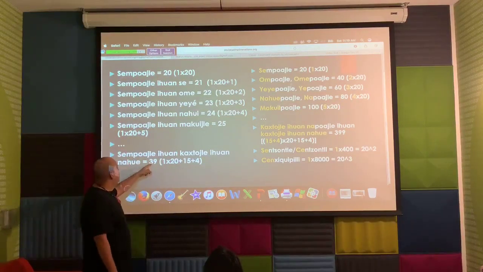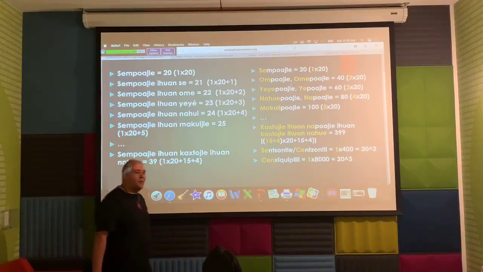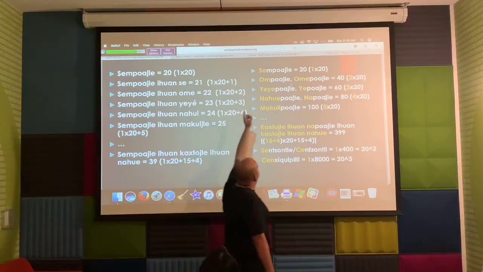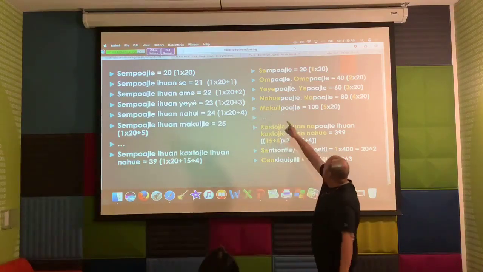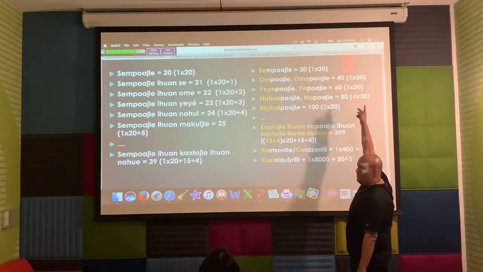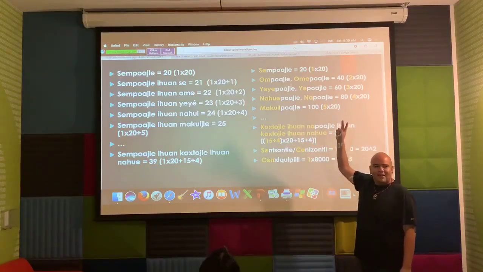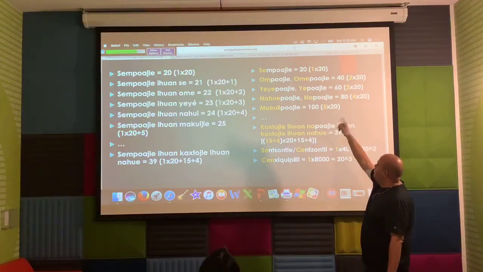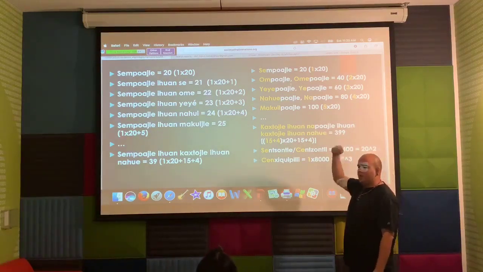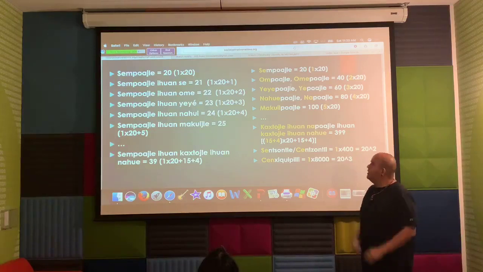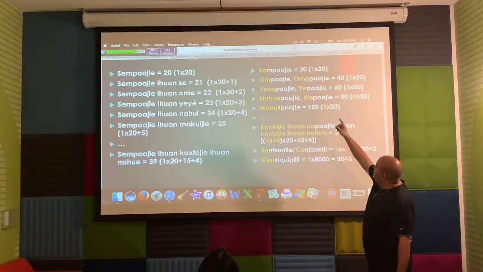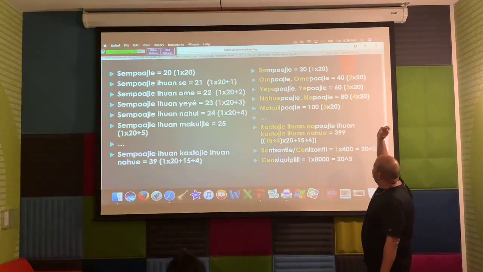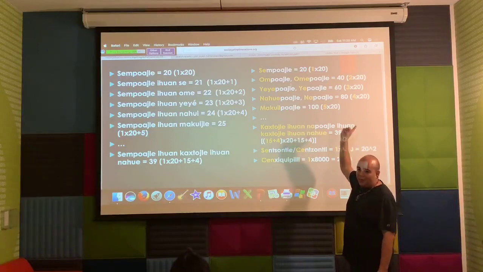Now, how do you go from 39 to 40? Remember how we talked that simpoatle represents one set of 20, one count? Omepoahle. So you could say ompoahle or omepoahle, and that gives you the concept of two sets of 20. Depending on the community, you can use them interchangeably or use one or the other, depending on the preference of the community. So sempoahle is one set of 20, one count. Ompoahle is two sets of 20, so 40.